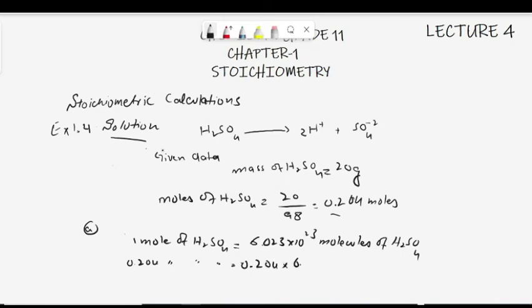this will be equal to 0.204 into Avogadro's number, and if you calculate it, this is equal to 1.228 into 10 raised to power 23 molecules. So you can convert grams into the number of moles first, and then you can convert the number of moles into the number of molecules, right? Now let's go to the second part, and that is to calculate the number of hydrogen ions and sulfate ions produced as a result.